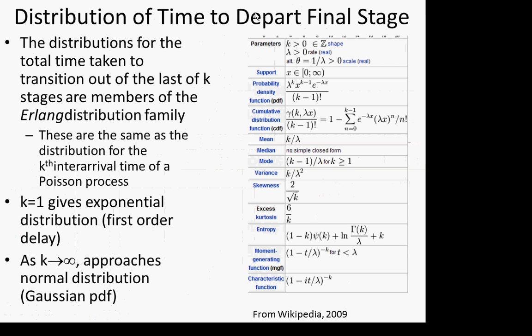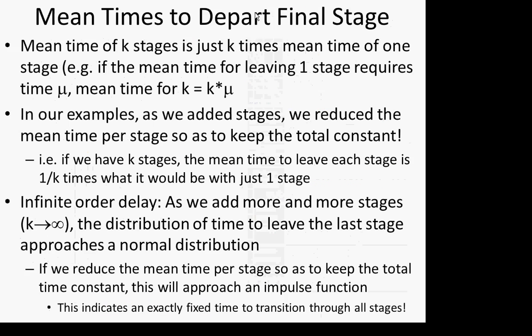So this is the definition of an Erlang distribution. So the chance of having left a certain amount of time later is given by these Erlang distributions. Okay, and k equals 1 is the exponential distribution. So we have these successive delays that we can string together, and occasionally you'll define these to capture a certain distribution.